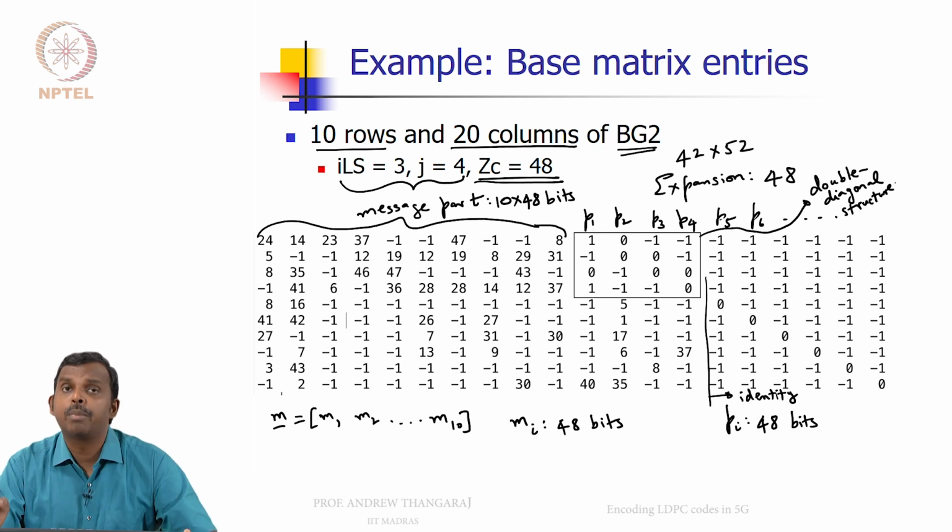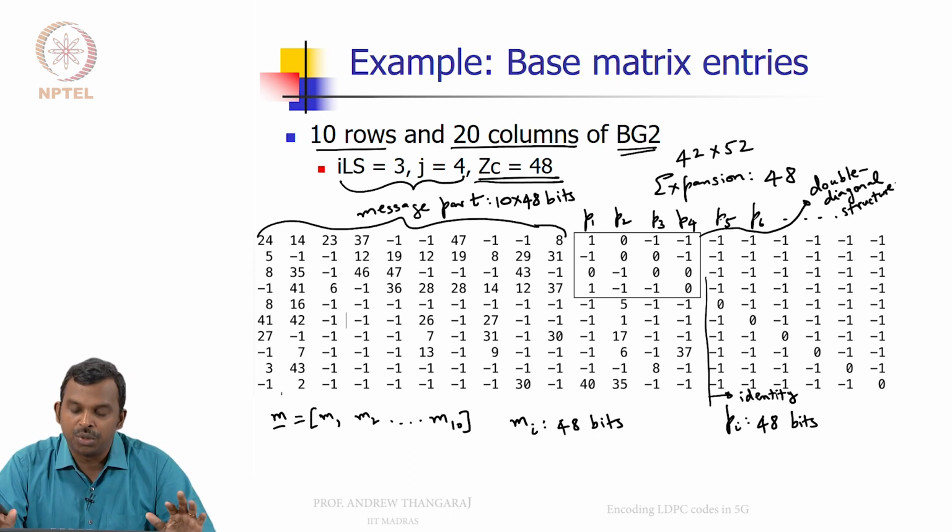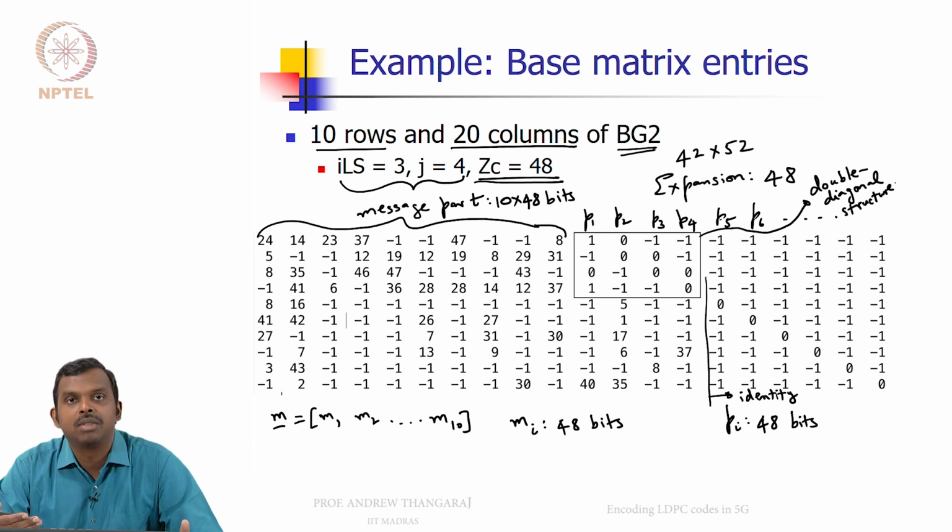Okay. So this is important from a performance point of view. You need some sort of a double diagonal structure like this for the code to have good performance, particularly at high rates. It gives you good performance. But nevertheless, this makes encoding a little bit more complicated. But it turns out there is a certain structure here which you can exploit, and the encoding is actually quite simple. The double diagonal structure will work out very nicely. I will show you that.